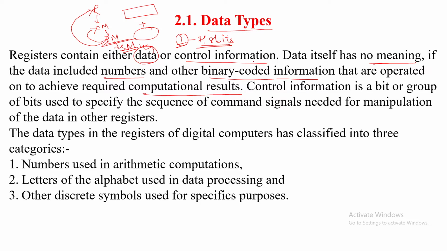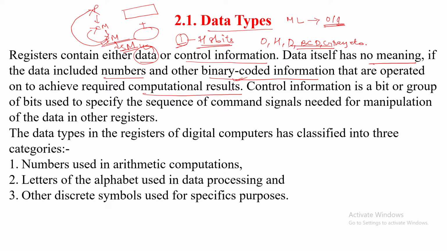Binary coded information means other number systems converted to binary. Why? Because our computer system understands only machine language. Machine language means 0 or 1; it is the binary code. So which types of number systems are converted to the binary number system? Octal, hexadecimal, decimal, binary coded decimal, gray code, etc. Many number systems are there to be converted to machine language, that means binary code.